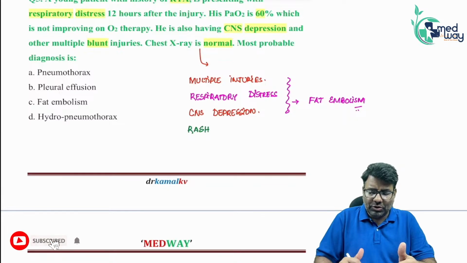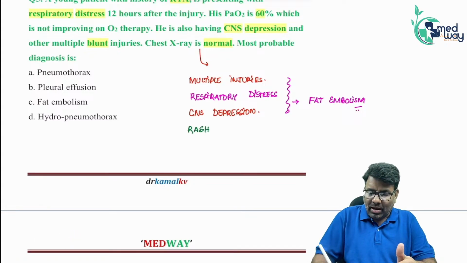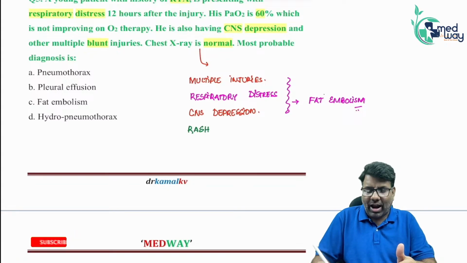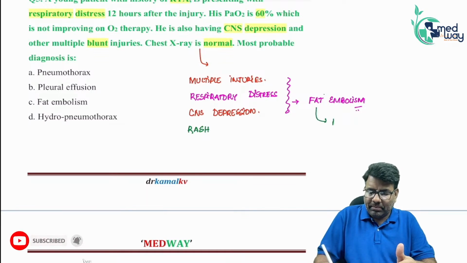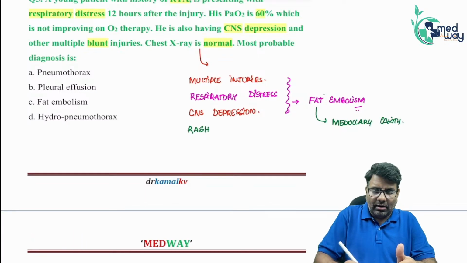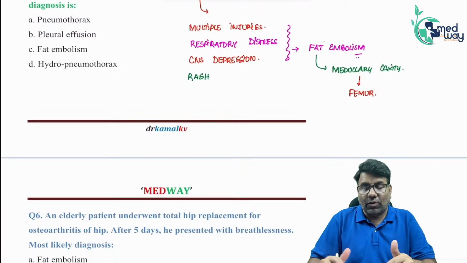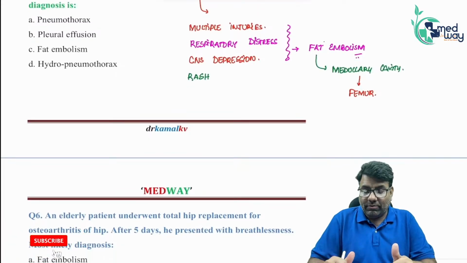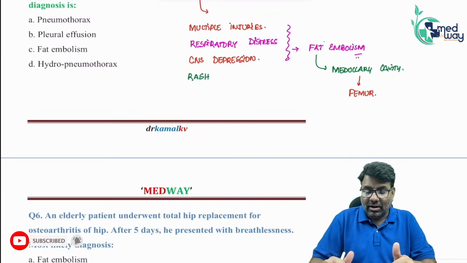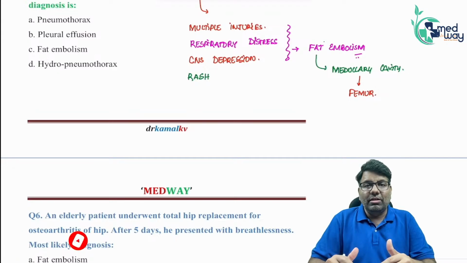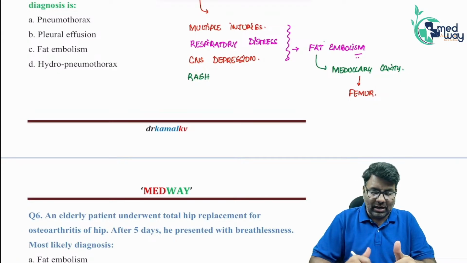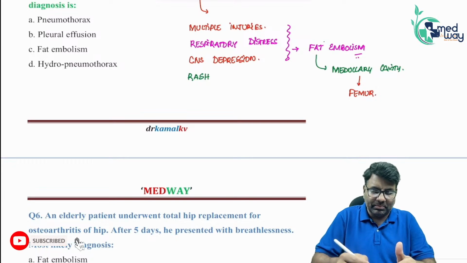So if you see this kind of picture, it is very easy to answer it as a case of fat embolism. And now, what is the source of this fat? It actually comes from the medullary cavity of long bones like femur. So whenever you see a case of fracture shaft of femur, always keep the possibility of fat embolism in mind, right? And therefore we say don't unnecessarily move the patient. So this is a classical presentation of fat embolism.